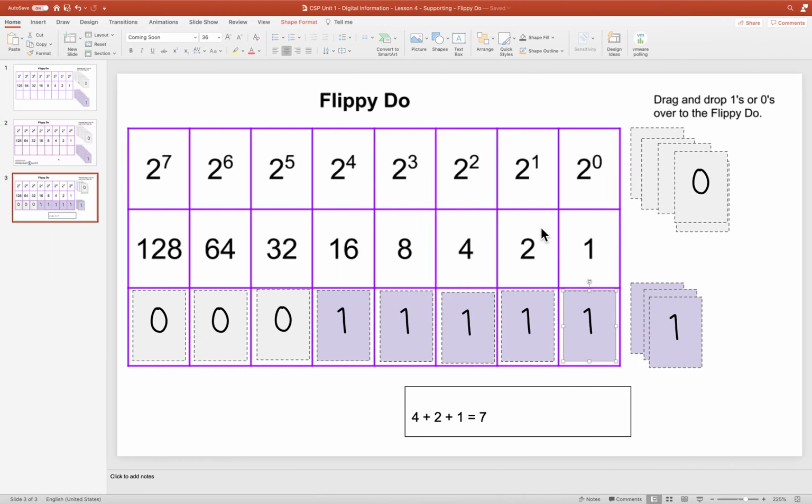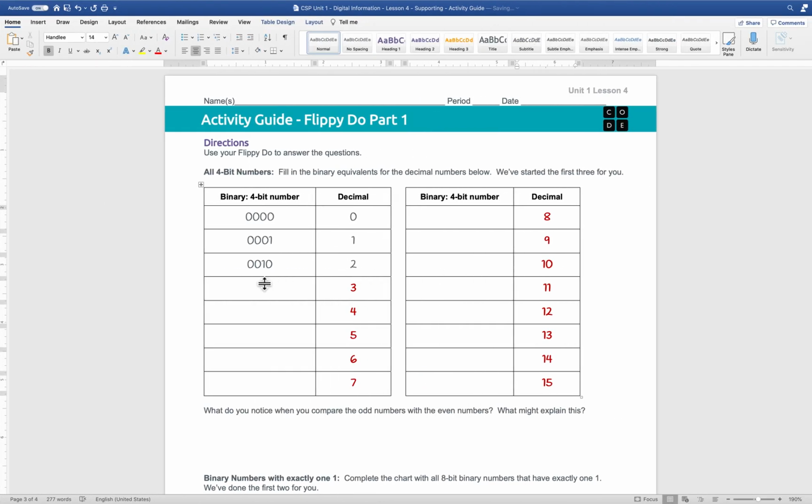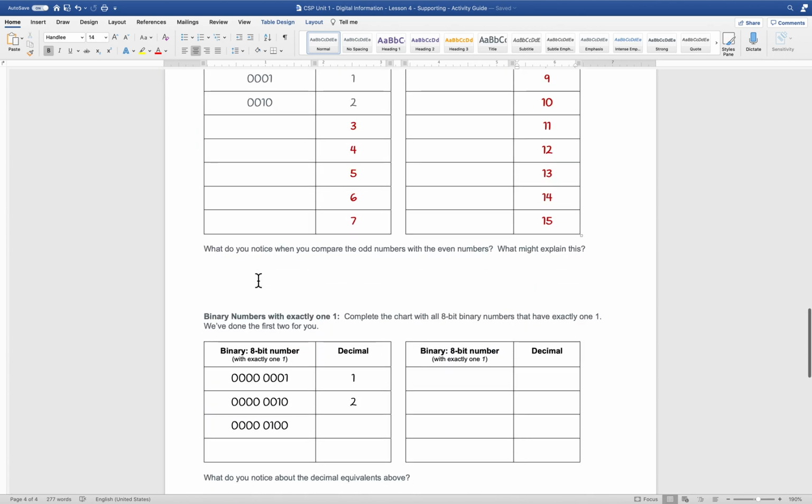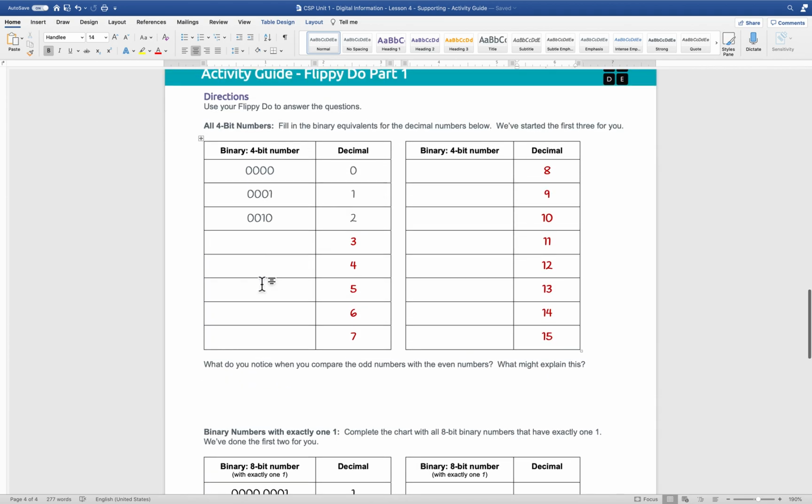And if we take a look at this again, it's 1 less than 16. It's 1 less than the 5th bit, the 5th value there. So go ahead and complete all the 4-bit binary values that you can put in there. What do you notice when you compare the odd numbers with the even numbers? What might explain this? So odd numbers.